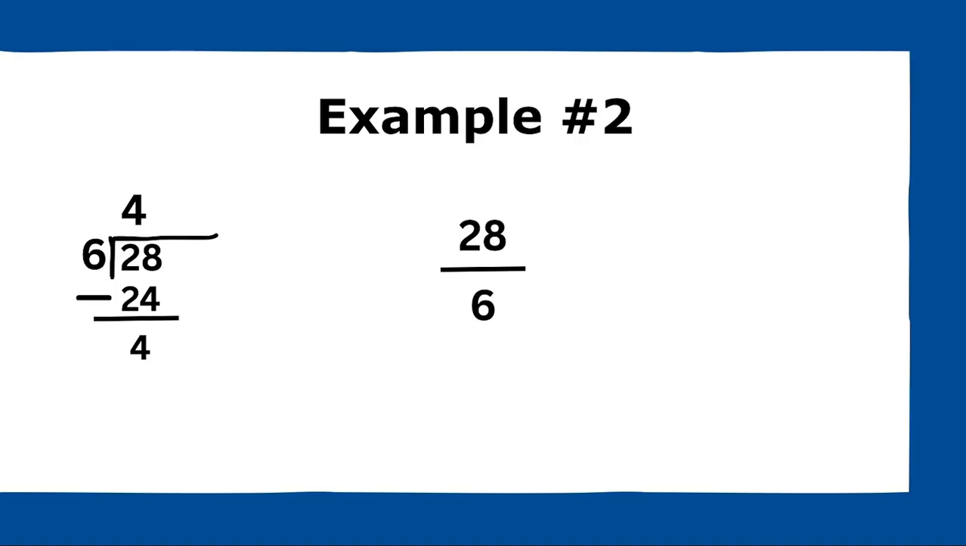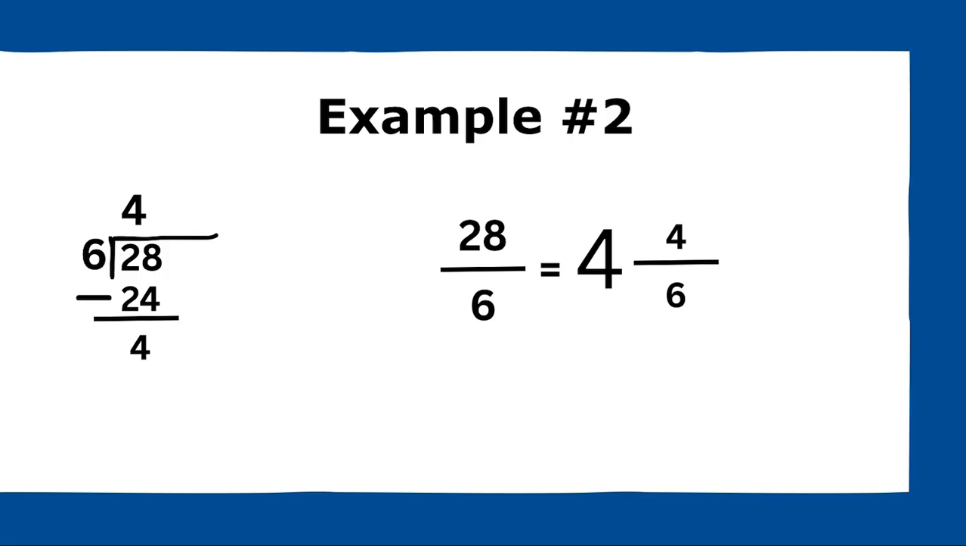Now I'm going to put this into mixed number form. So 4 is going to be my whole number. And since I have 4 at the bottom, 4 is going to be my remainder as well. And of course, I keep my original denominator, 6. That is my mixed number.